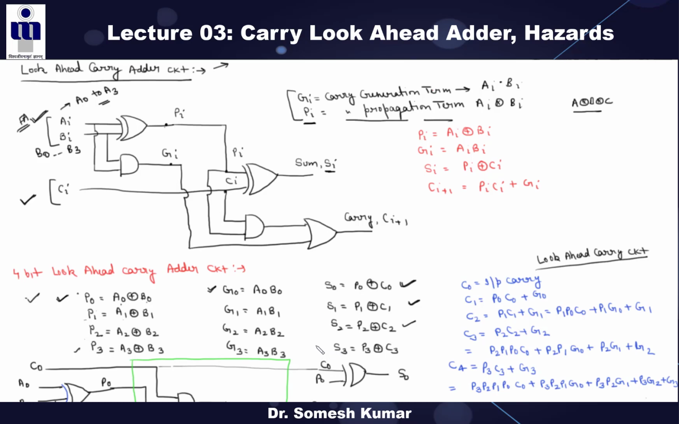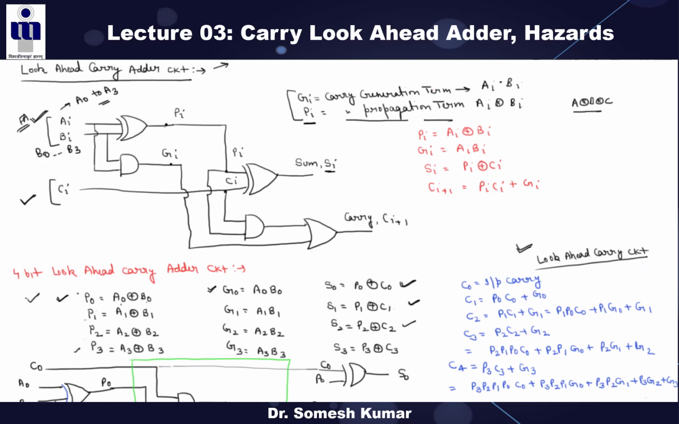Now our job is to find C1, C2, C3, right? Because these are your in-between carries. So how do we find C1, C2, C3? The circuit that calculates these carries is called the look ahead carry circuit, right? This circuit.